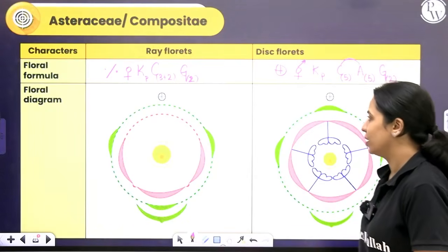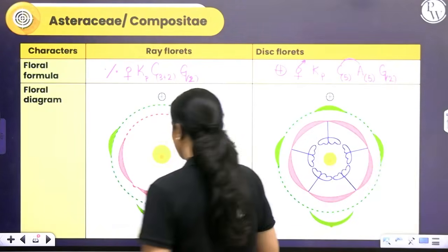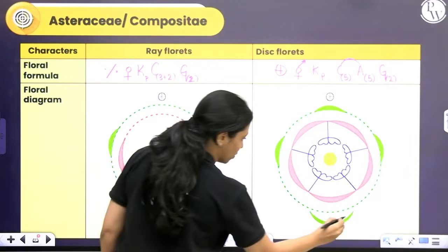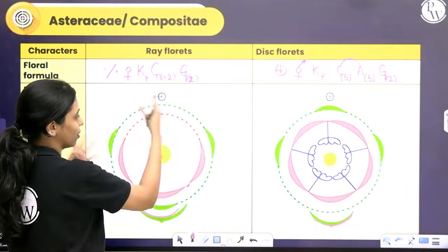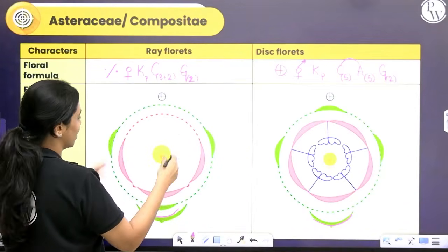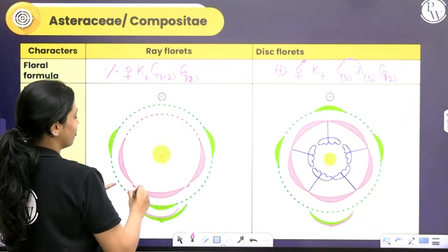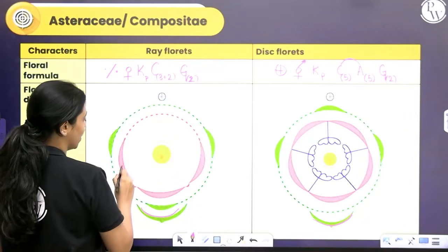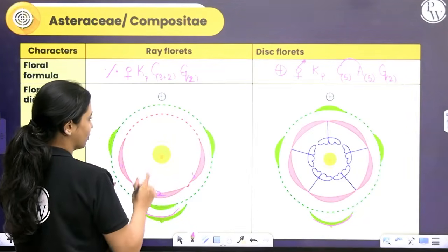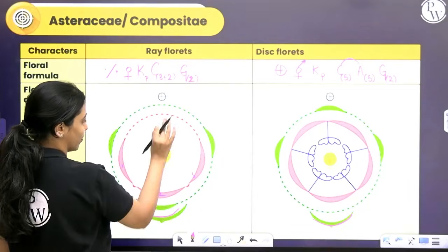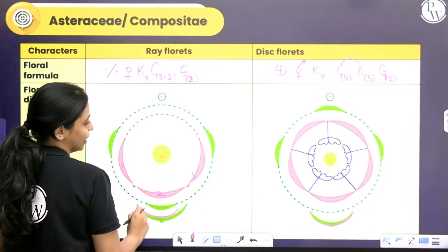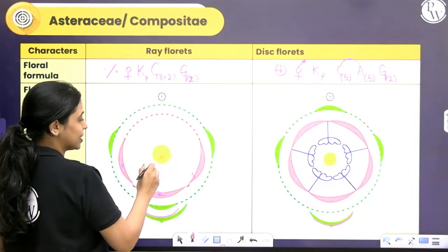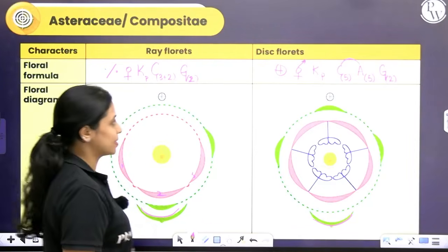If you look at the floral diagram, here you have the mother axis, here is representation of the bract. Outer calyx, you have many that are fused, here they've shown 3, but it forms pappus. In ray florets, you have corolla, 5 in number, 1, 2, 3 are large and fused, forms the ligule, the other 2 are very small, there is no Androecium at all here. And in the center, you have gynoecium, bicarpellary syncarpous with 1 ovule basal placentation.